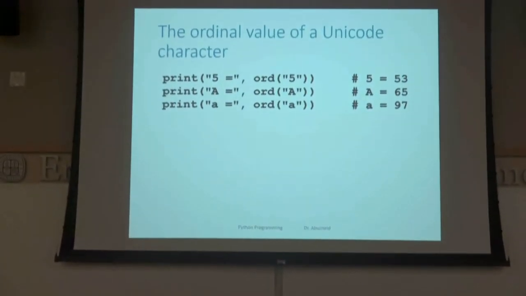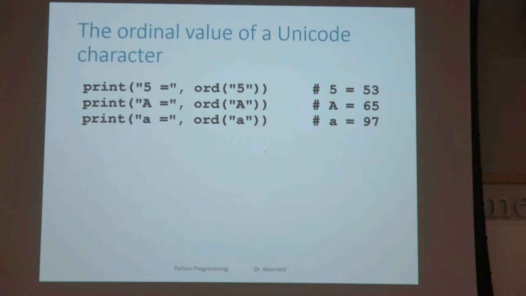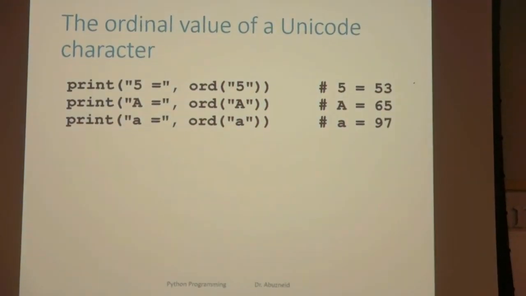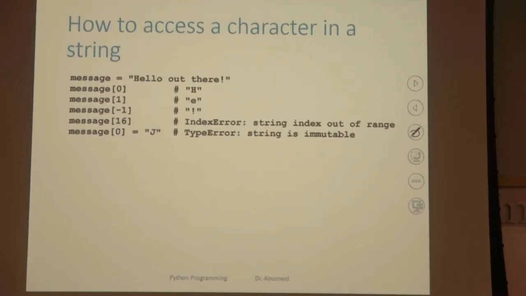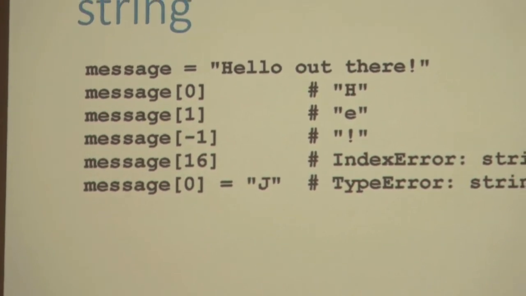All right, so that's the order. So what is the order of 5? The ASCII is 53, 65, and 97 for those, right? All right, so the message. This is a message which is hello out there, okay?